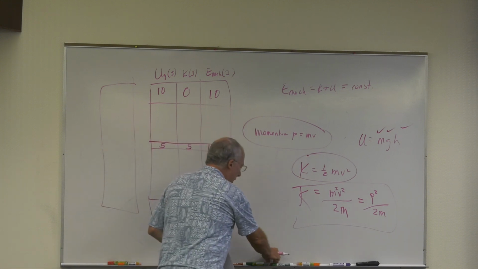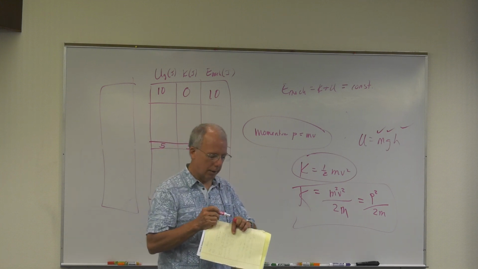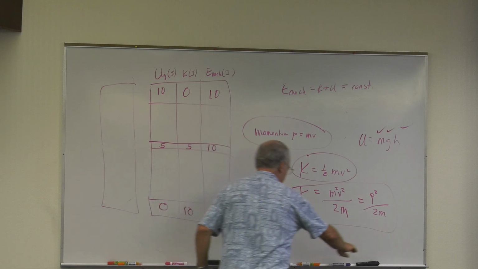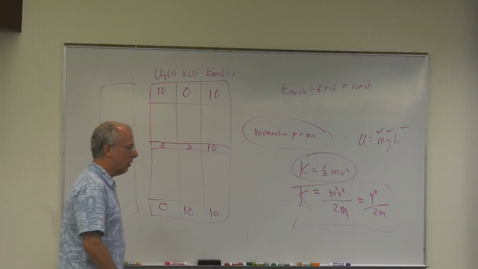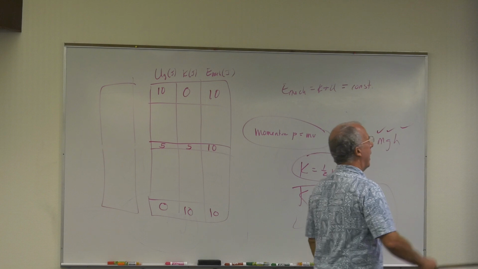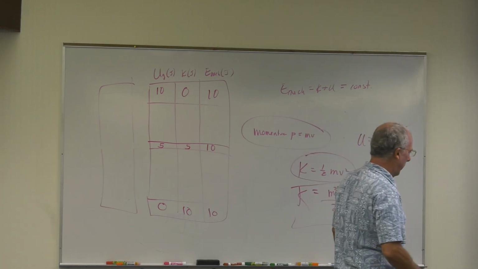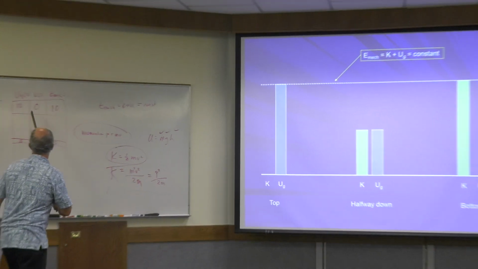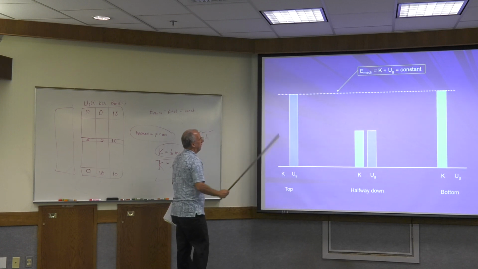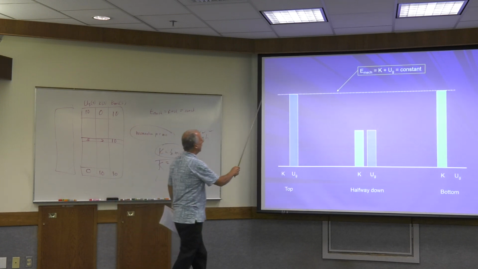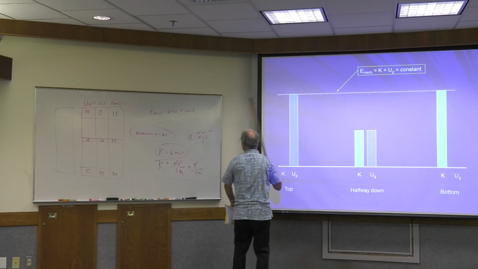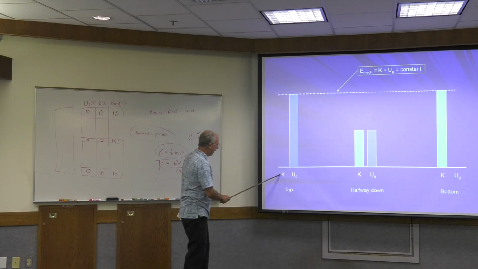Now, Randy Knight really likes charts, like bar charts and graphs. So here is what's called a bar chart. This is energy this way. At the top, all we had is potential energy. We had no kinetic energy. So 0 kinetic, all potential. And remember, we had 10 joules. This represents mechanical energy, and it's always 10 joules, because it's constant.